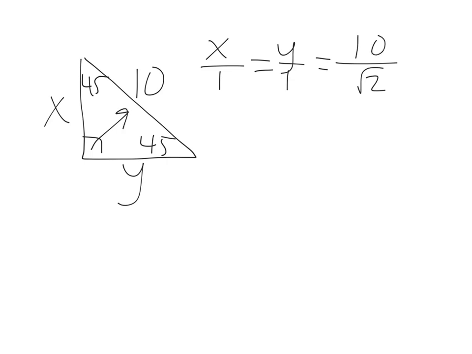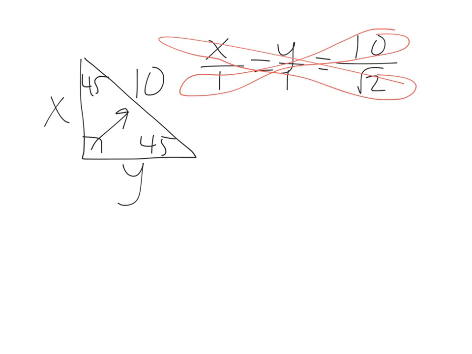Boom. Alright, so if I want to solve for x and y, I'm going to need to cross multiply. Well, if I'm solving for x, it's going to be x times root 2 and 10 times 1. So I'll have x root 2 equals 10 times 1, which is 10. How do I solve for x? Boom. Divide by root 2.